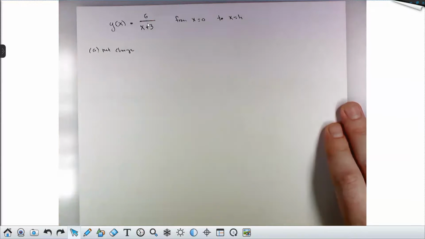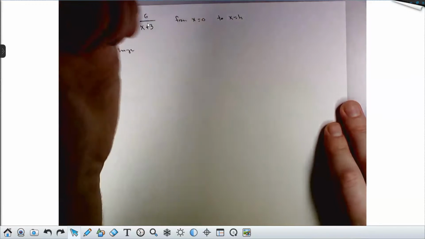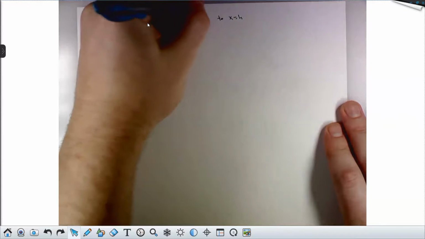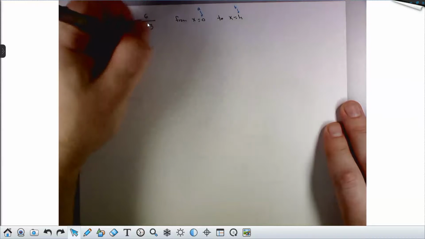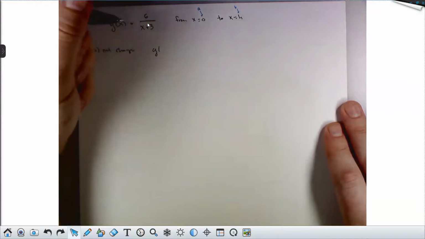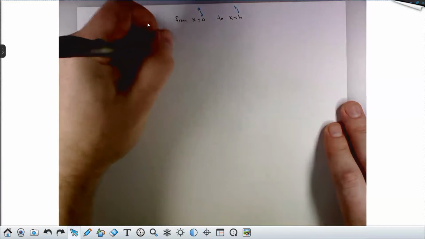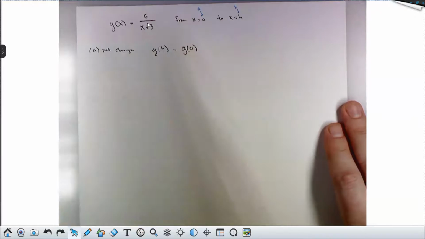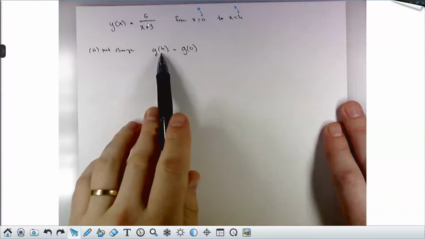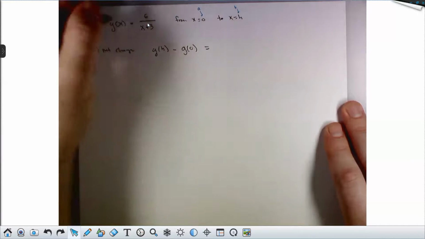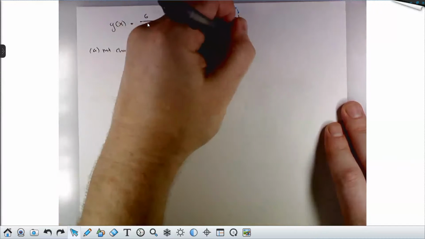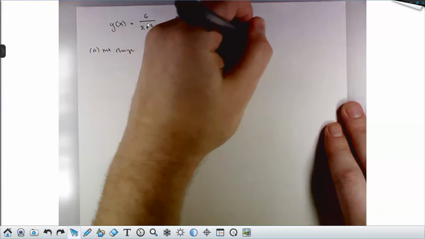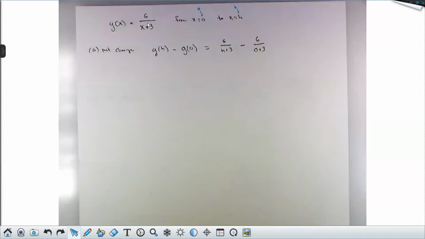We'll just jump in and do that first. What I did is I plugged in the numbers. So I had 6 over h plus 3, and instead of x, I put h. Good. So we need to start with g of h minus g of 0. And your g of h is good. That's going to be 6 over h plus 3. And then I subtracted that, and then I just plugged in 0 for the other side. Good.